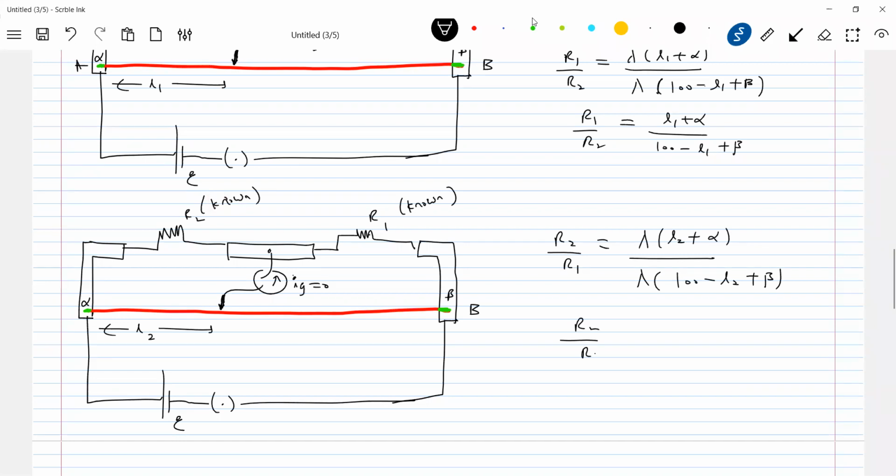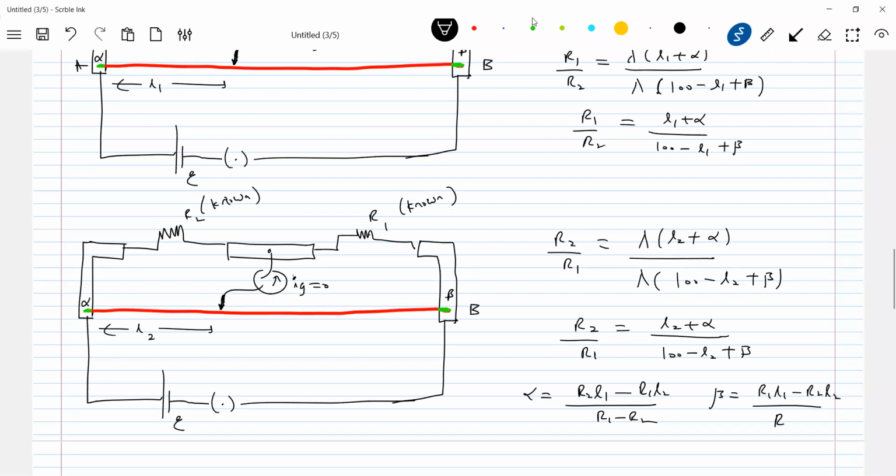So dividing this, R2 by R1. R1, R2 are known for us. So solving this, we'll get the expressions for alpha and beta. Let me write directly. R2 L1 minus R1 L2 by R1 minus R2, and beta is equal to R1 L1. Now you have to solve this actually.